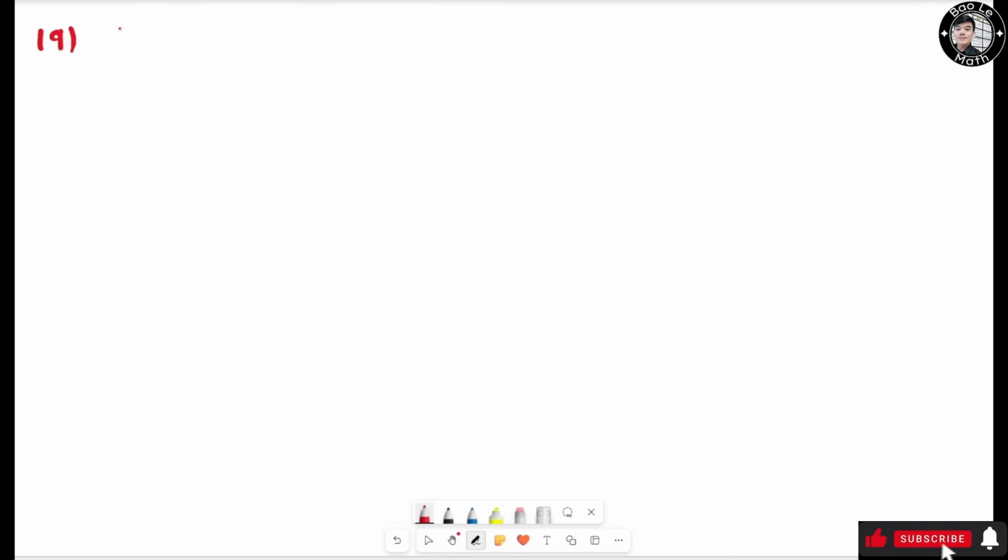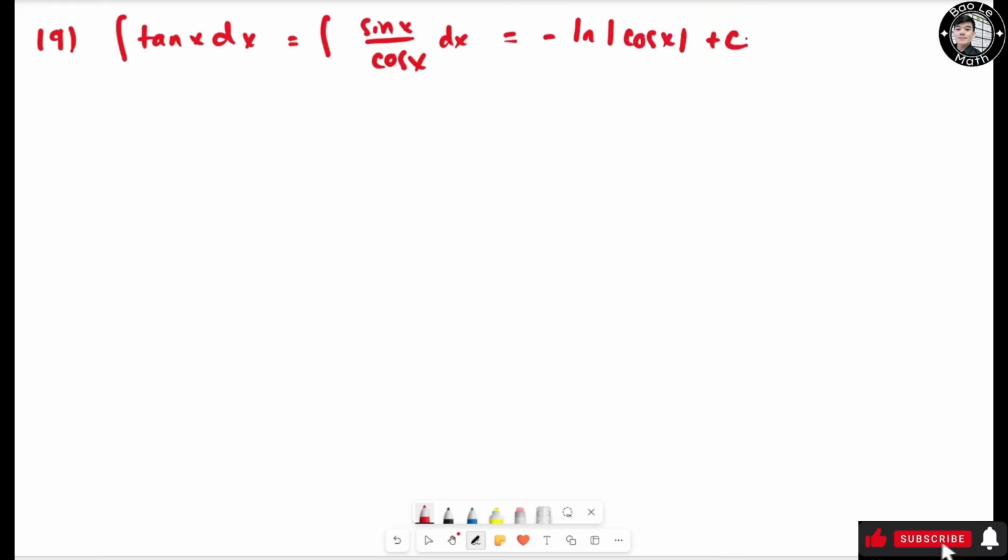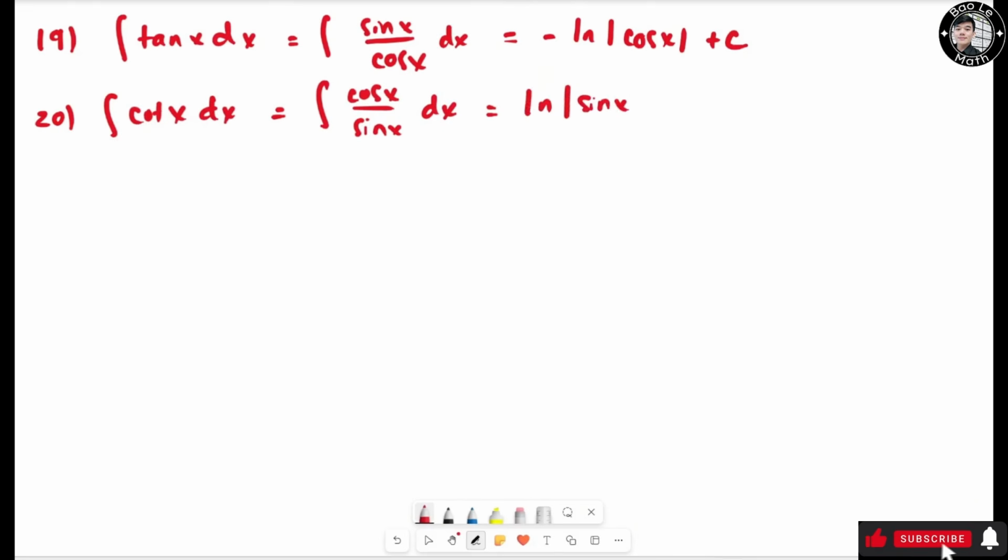Number 19, the antiderivative of tangent s ds. This is actually the antiderivative of sine s over cosine s ds, right? And it's going to be negative ln absolute value of cosine s plus c. Number 20, the antiderivative of cotangent s ds is the antiderivative of cosine s over sine s ds, and it's going to be ln absolute value of sine s plus c. Number 21, we're going to talk about the average value of a function.